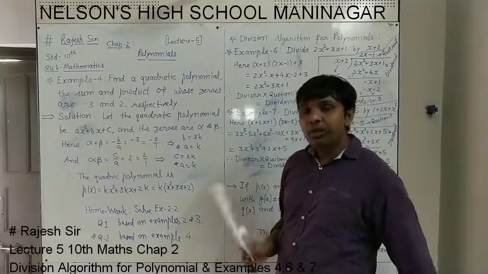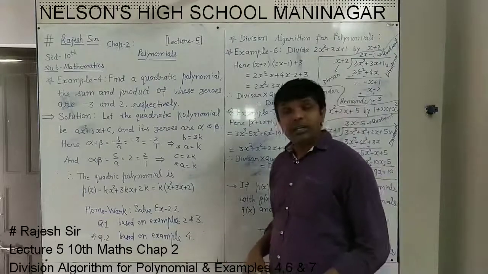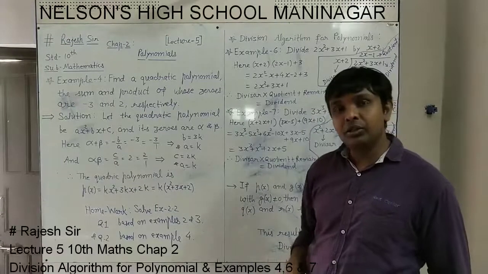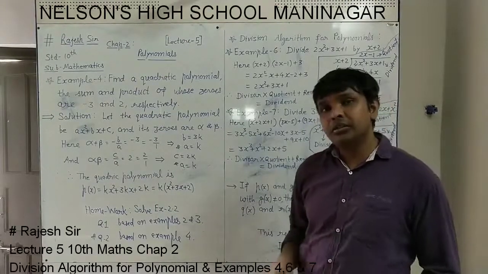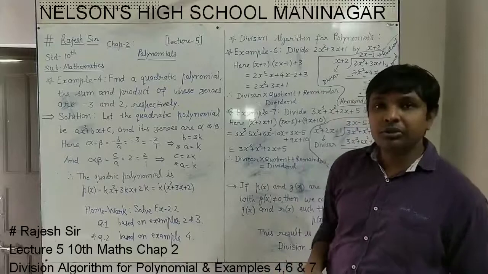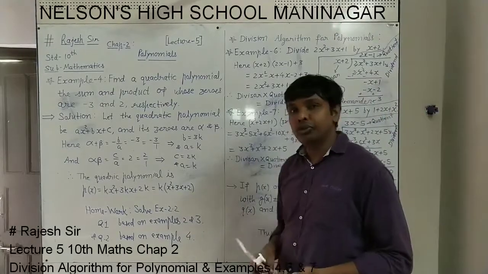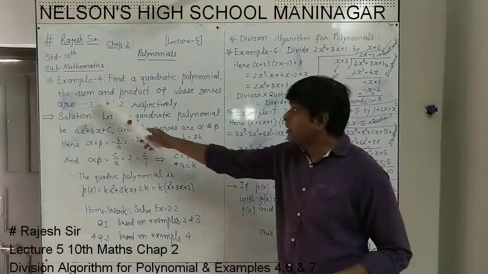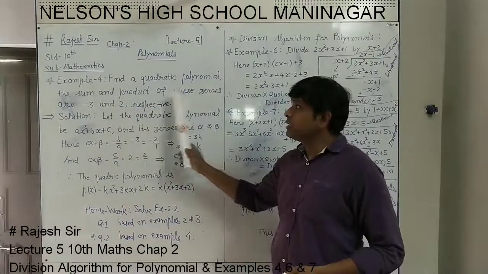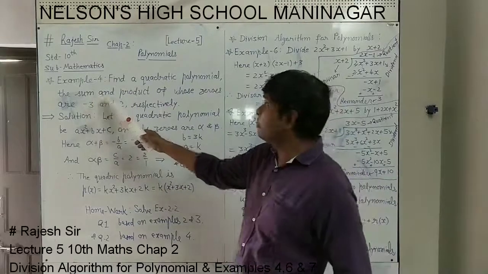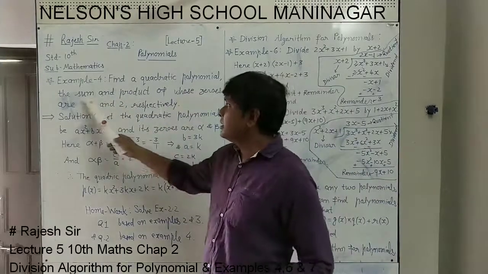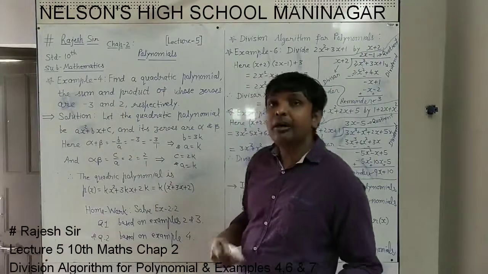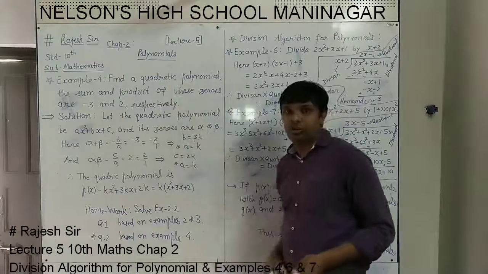In examples 2 and 3, the quadratic polynomial was given and we were finding the zeros and verifying the sum and the product of zeros with the relation of the coefficients of the polynomial. Here it is the reverse question. The sum and the product of zeros are given. Sum is -3, product is 2, and we have to find the quadratic polynomial.